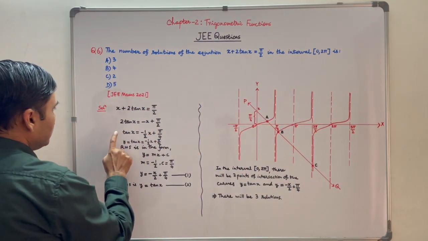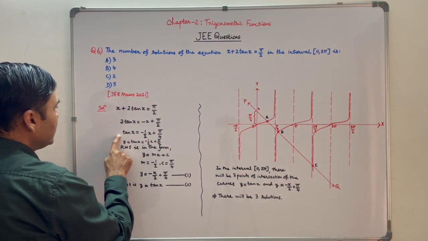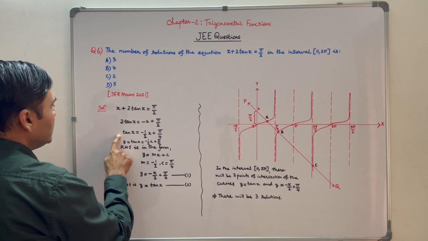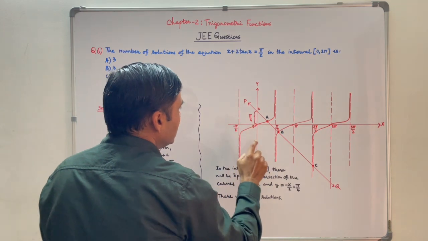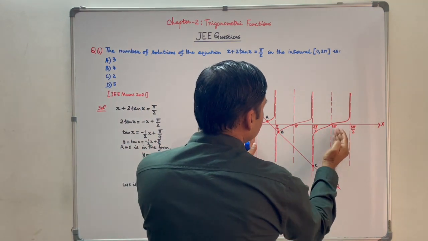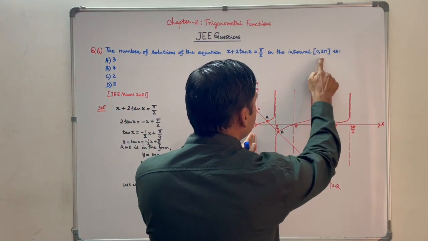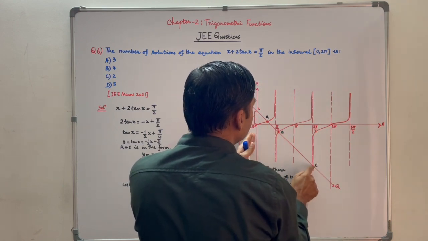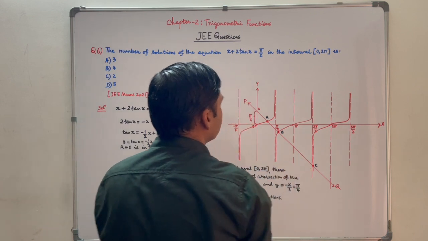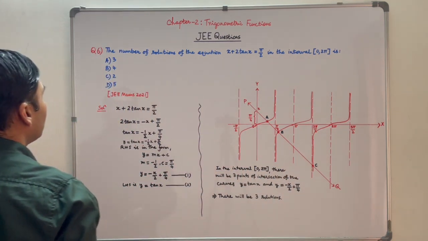So solution of this equation will be points of intersection of these two curves. So points of intersection between x is equal to 0 to x is equal to 2 pi in the given interval are marked by points A, B and C. So there will be three solutions. So the correct option is option A.